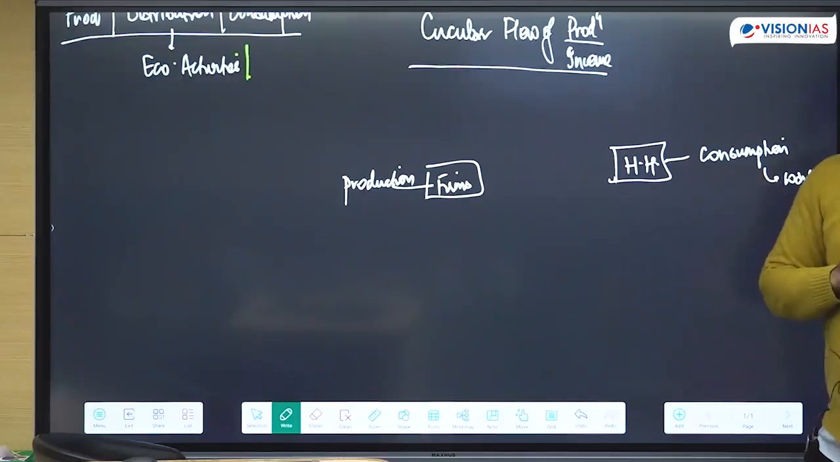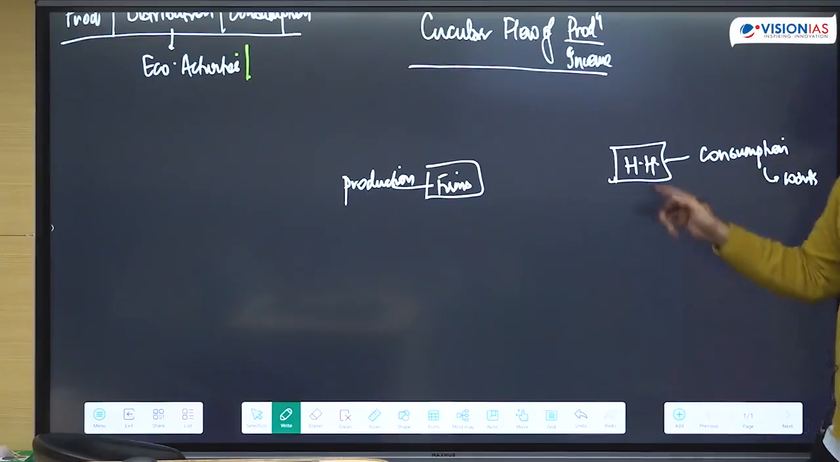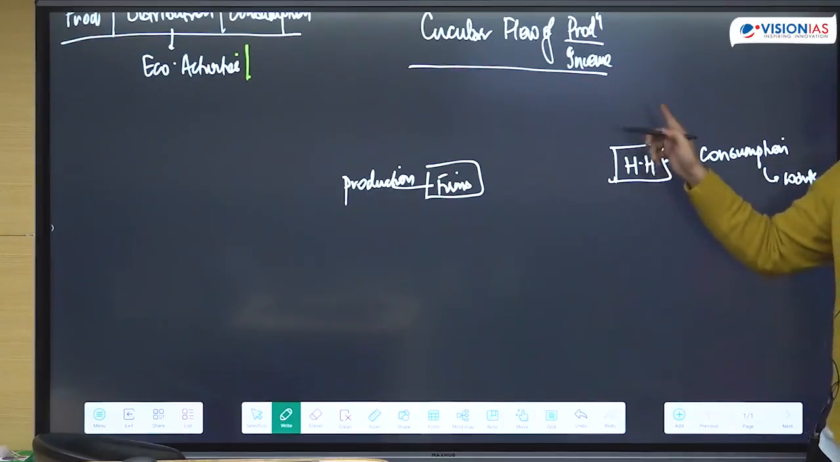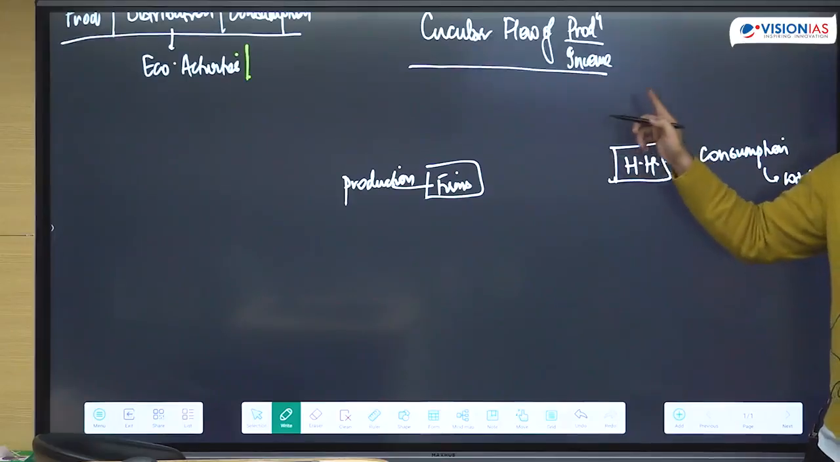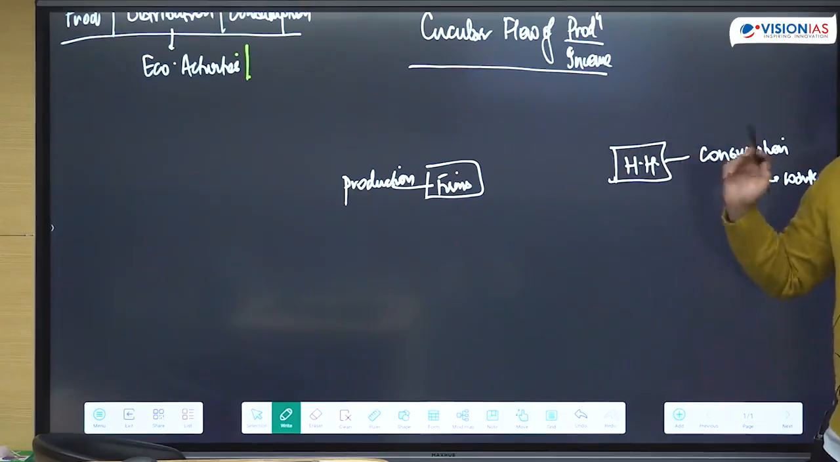The production would commence when they require factors. Factors कहाँ से मिलेंगे? Household. Some households will provide land. Some households will provide labor. Some households can provide capital. Other households can provide entrepreneur.